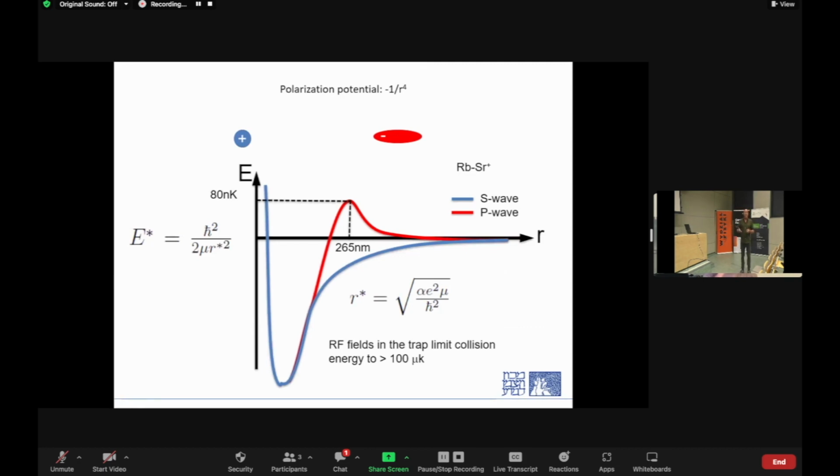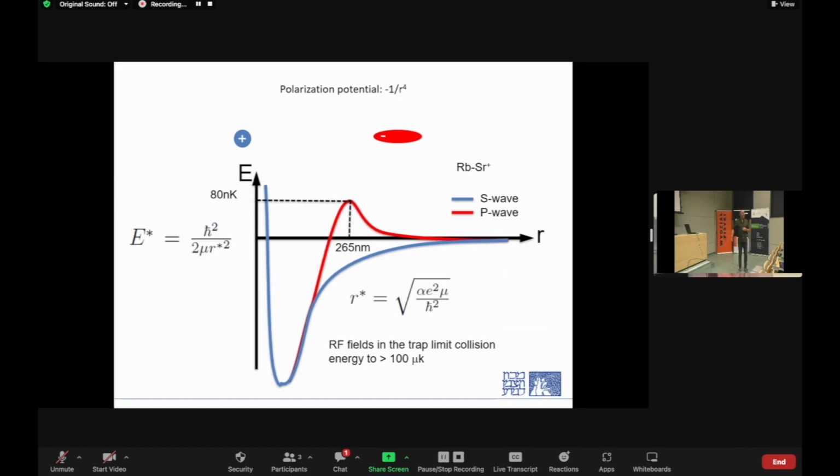If I want to depart from this classical regime of multiple partial waves, I need to cool my system down to energies in which only one partial wave is allowed, the S-wave regime. Also, as discussed here previously, due to the softness of this -1 over r to the 4th potential, r star, or the typical distance of the centrifugal barrier of the P wave from the origin, is very large. It's on the order of hundreds of nanometers. For strontium plus rubidium, this is 265 nanometers, which results in an energy barrier to get below, in order to reach the S-wave regime, which is extremely low, about 80 nanokelvin or so.